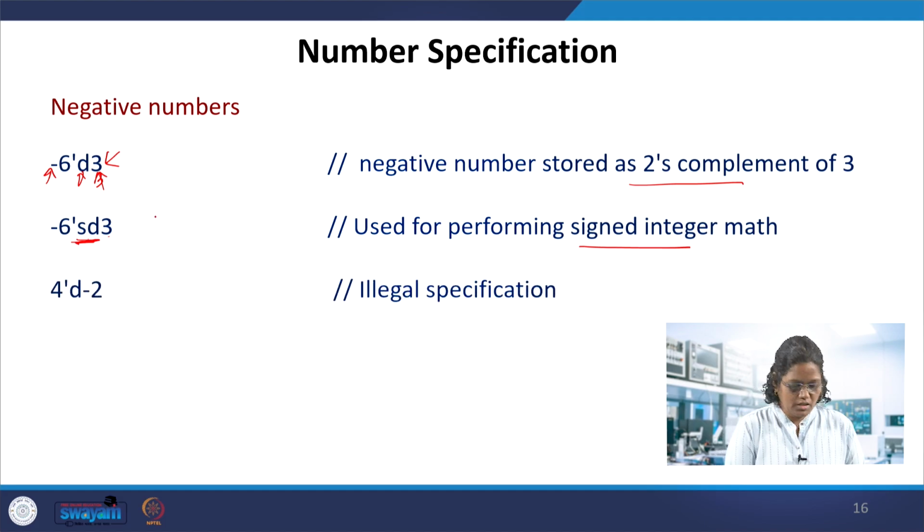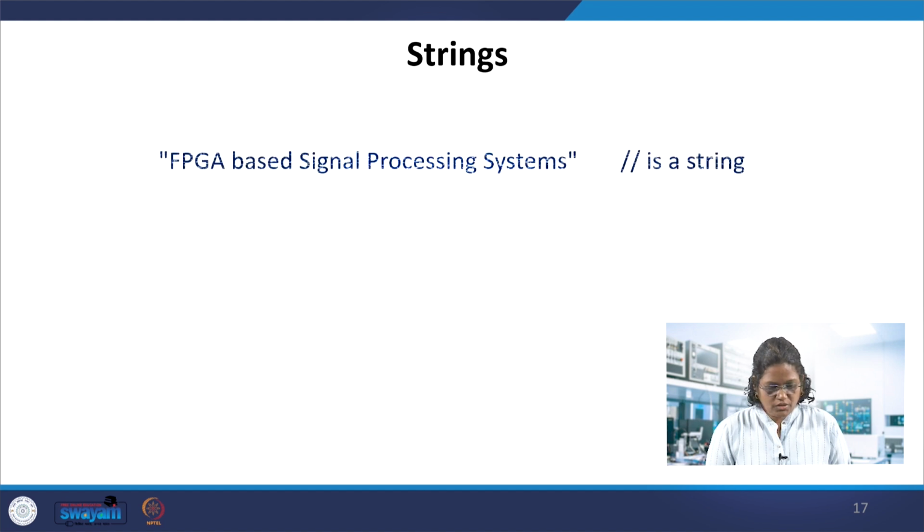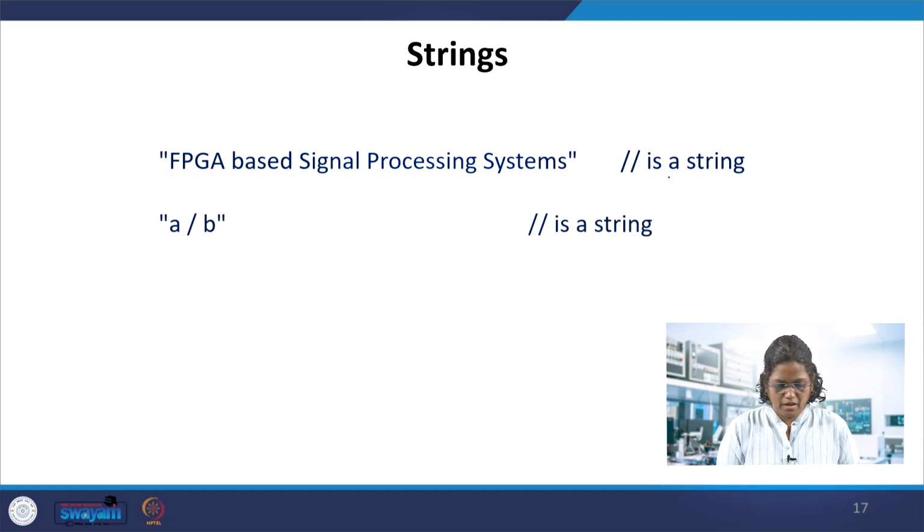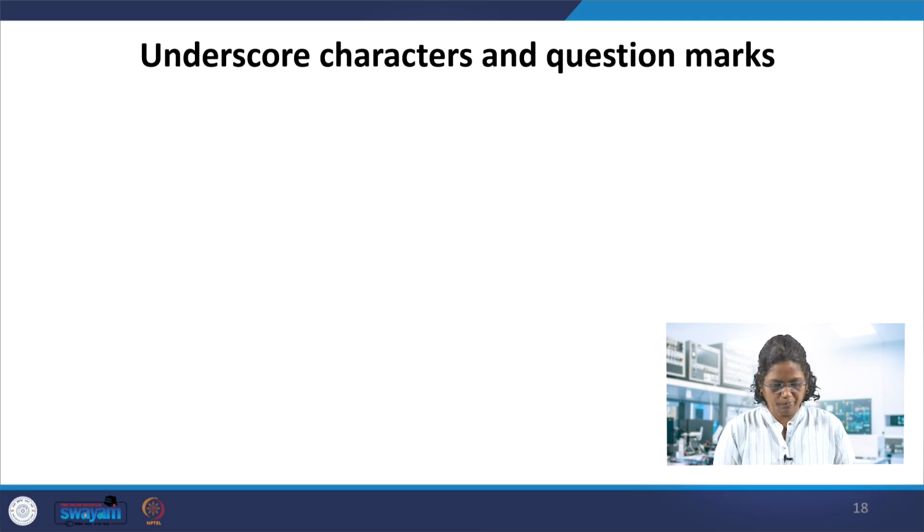Also 4-bit D minus 2: see the minus 2 is appearing after the base format. That is illegal, so Verilog cannot recognize this. You should not use the minus sign in between the base format or size or anywhere else. It should be before the specification of the size. And the strings should be represented with double quotes. So "FPGA based signal processing system" is a string here, and "A/B" is a string within the quotes. Whatever you write is going to be a string. This is another data type.